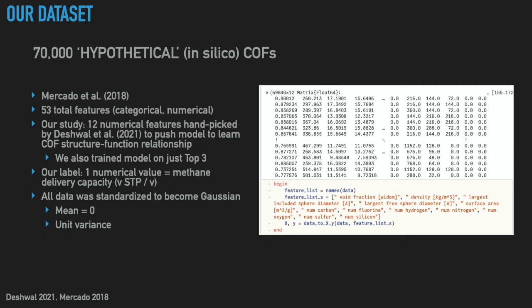One important thing we had to do with this data to begin with is, because it's a Gaussian process, we had to standardize the data to become Gaussian for the features and the labels. That means we converted it to have a mean of 0 and unit variance.